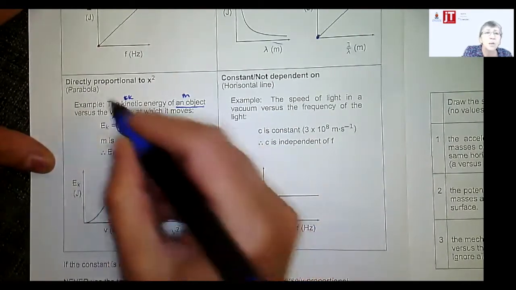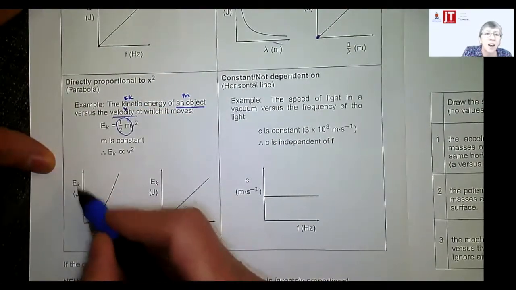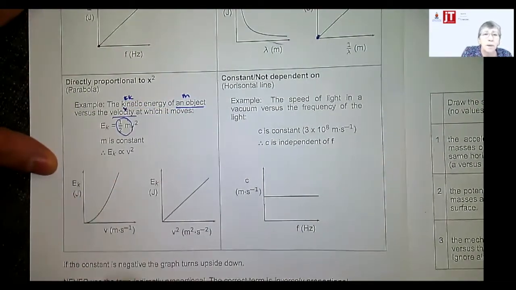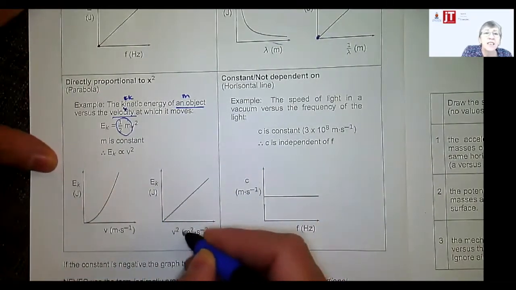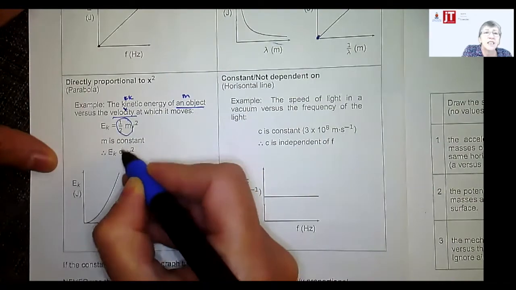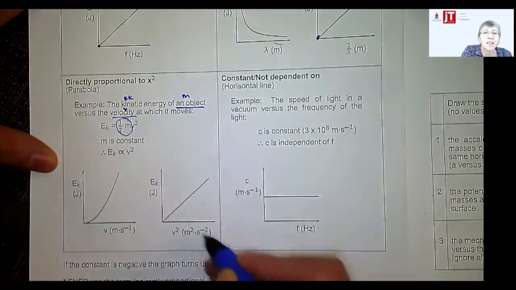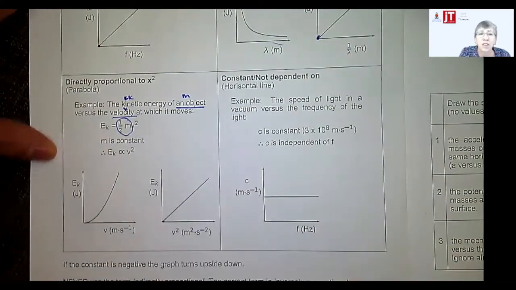And for a squared one, we need a parabola. So if I have EK and v, that will be a parabola. But remember, if I put the square on the axis, then that axis is directly proportional to that axis, and we'll get a straight line through the origin.